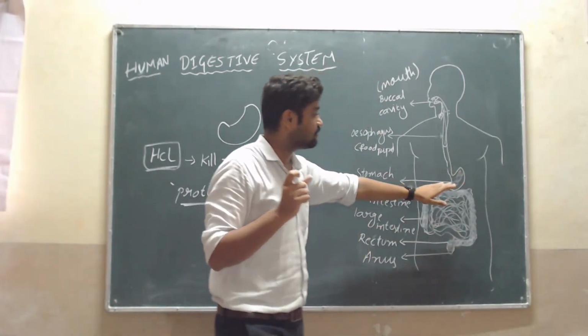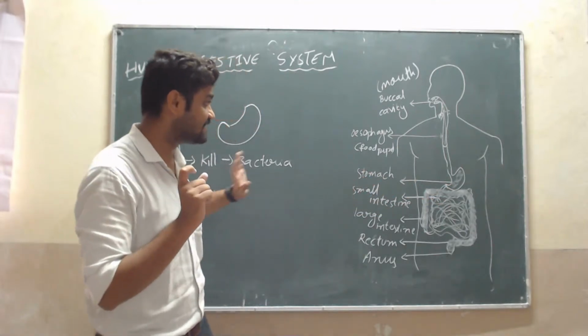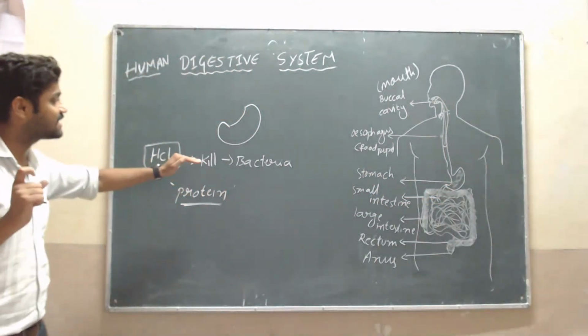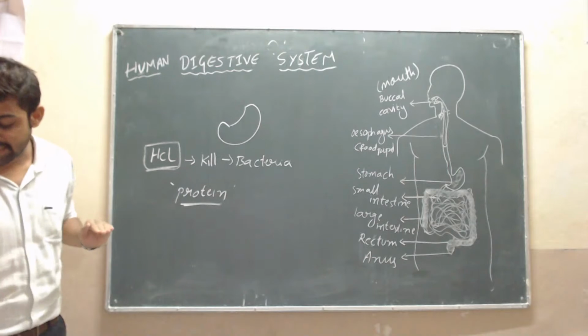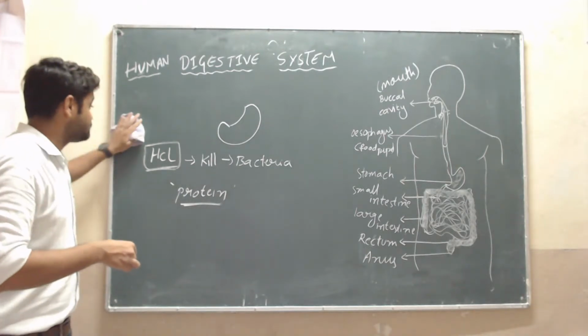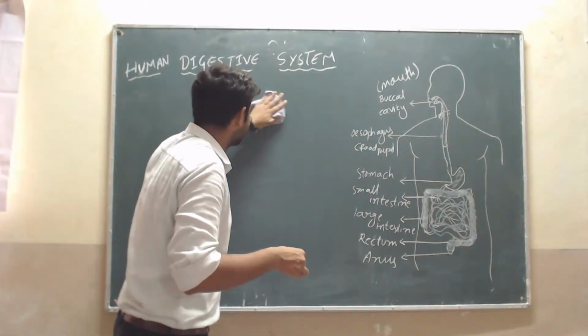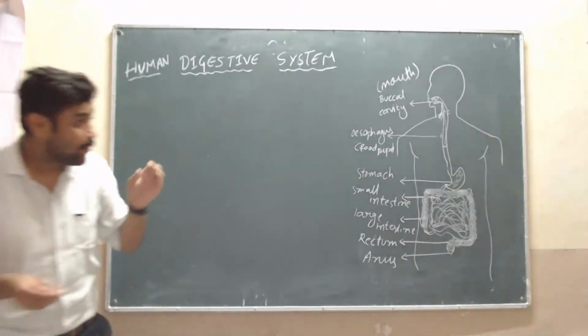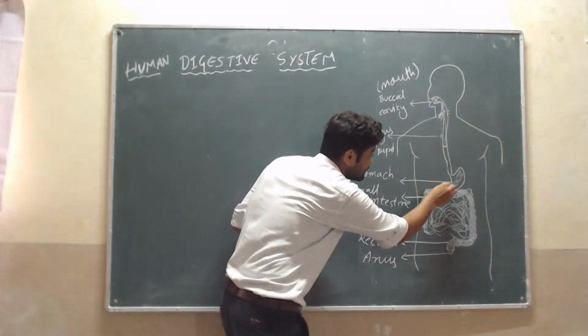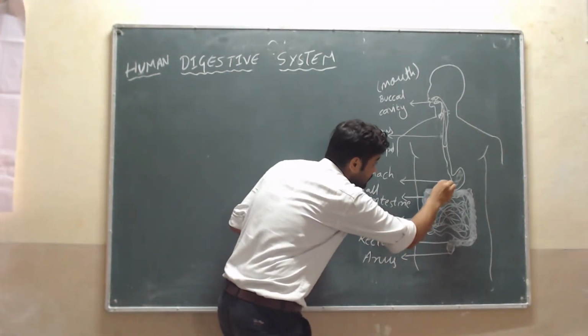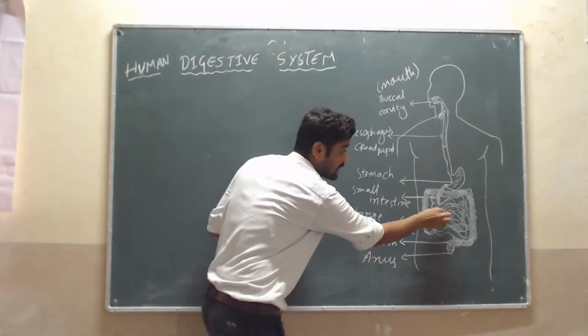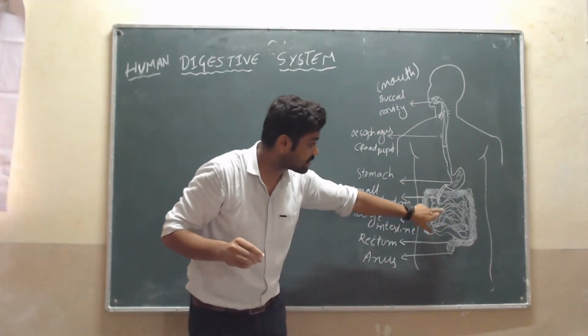This is present first in the stomach. Then the HCl kills many bacteria. Then that food enters into the small intestine. This is the small intestine, what we will call.